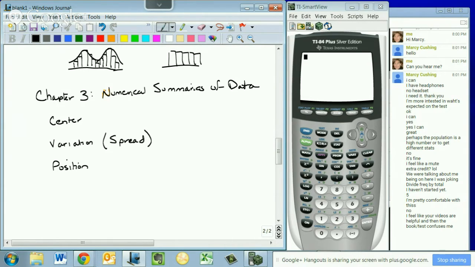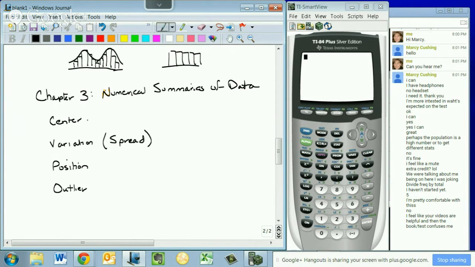So measures of position. And then we're also going to be interested in outliers. Outliers are extreme values, either extremely low or extremely high values. And there is a formula for computing what are called fences. If values are outside of those fences, they're going to be considered outliers. So we'll talk about that as well.